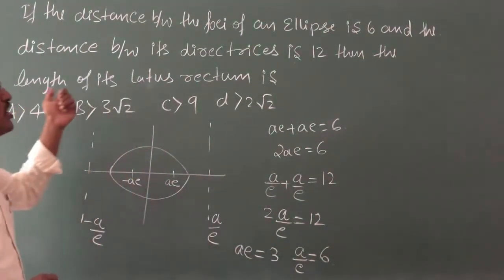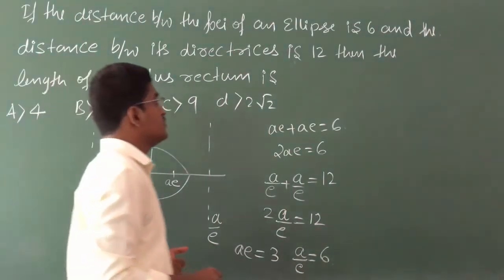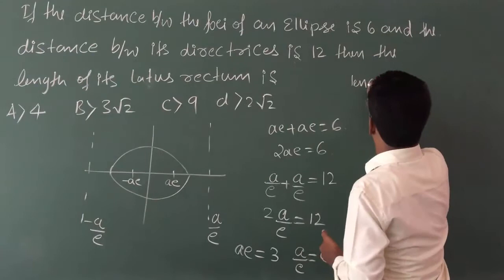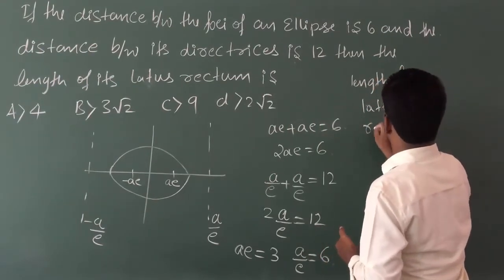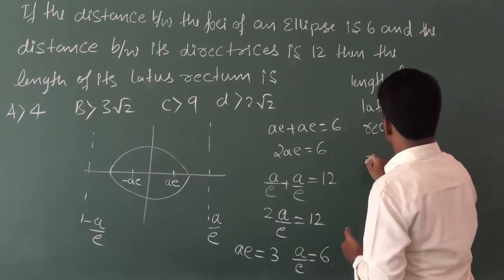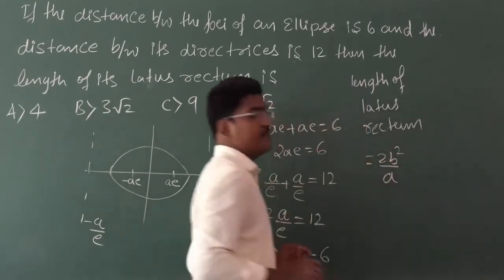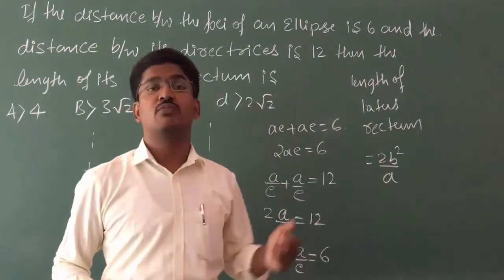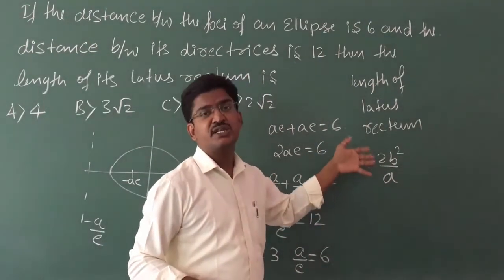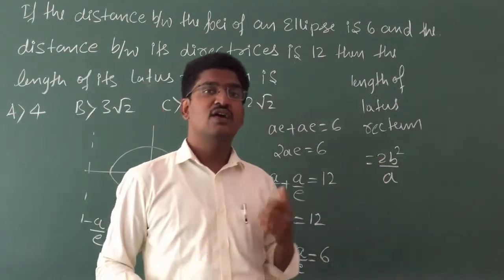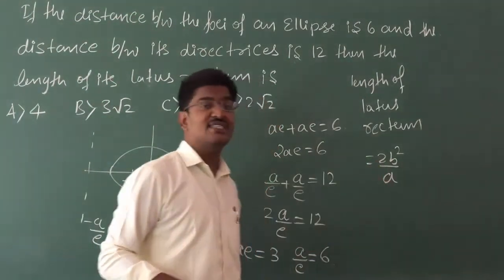They are asking the length of the latus rectum. Therefore, the length of the latus rectum is equal to 2b square by a. Clear? Okay. So using this formula, 2b square by a, we can calculate the length. But we need the value of a as well as b.